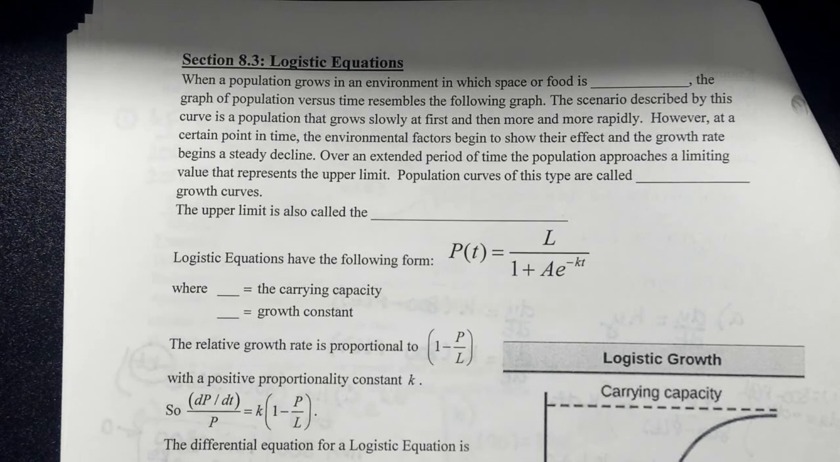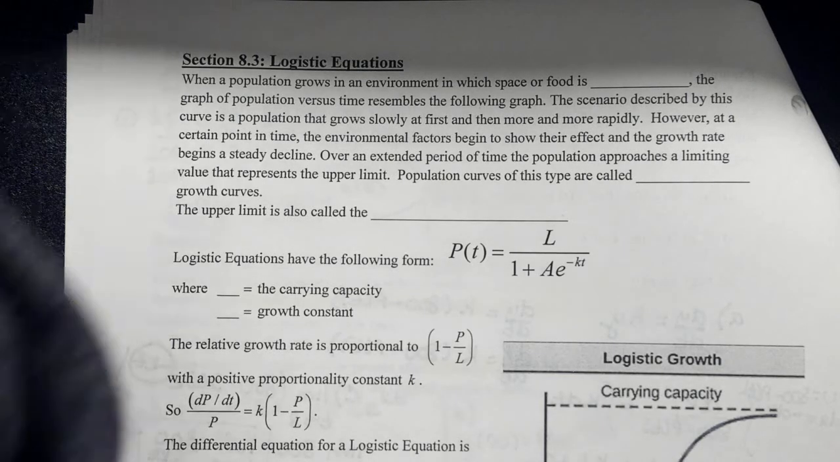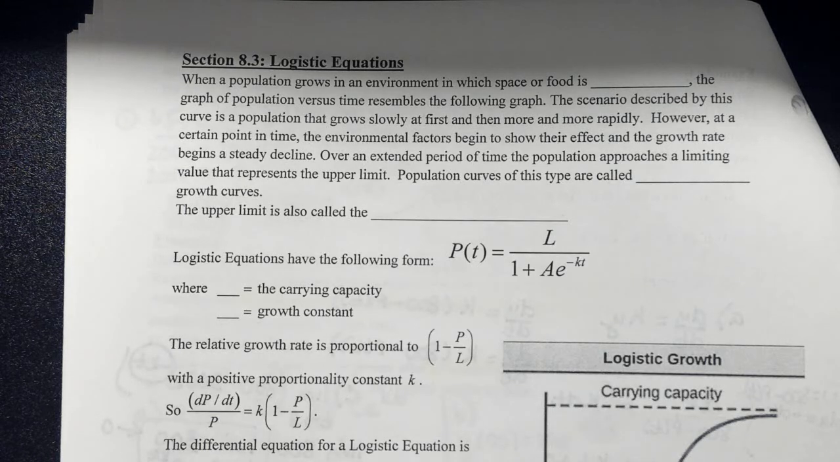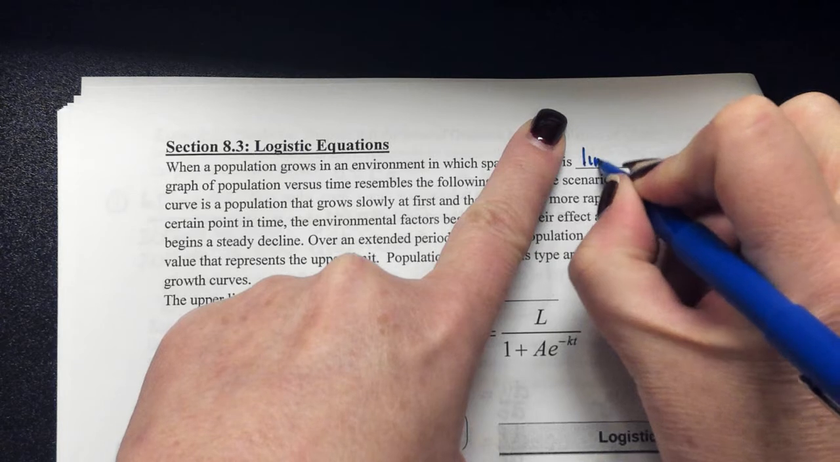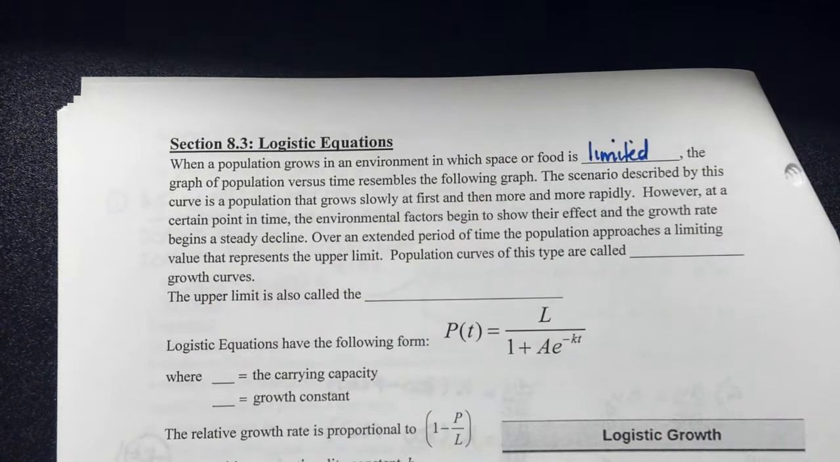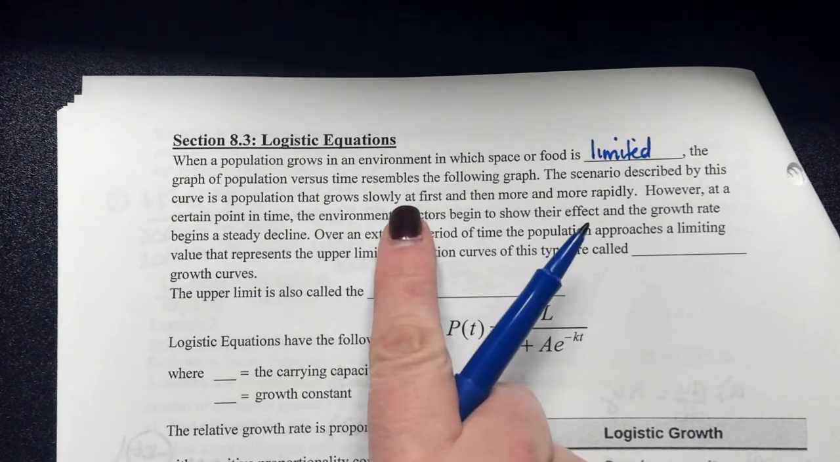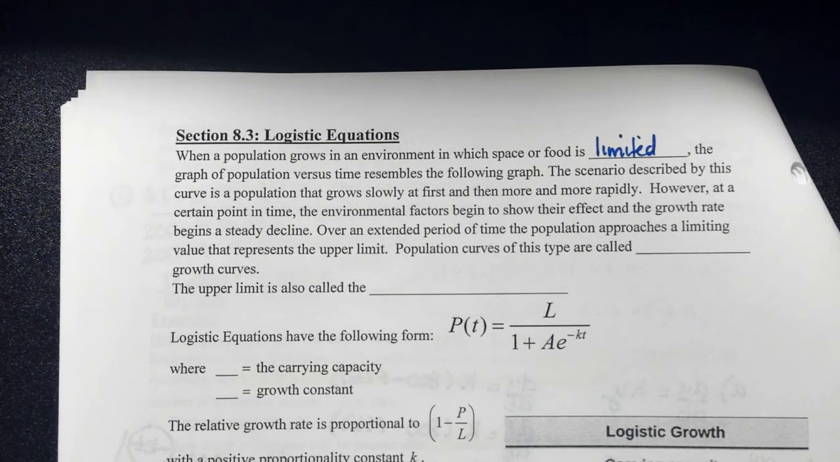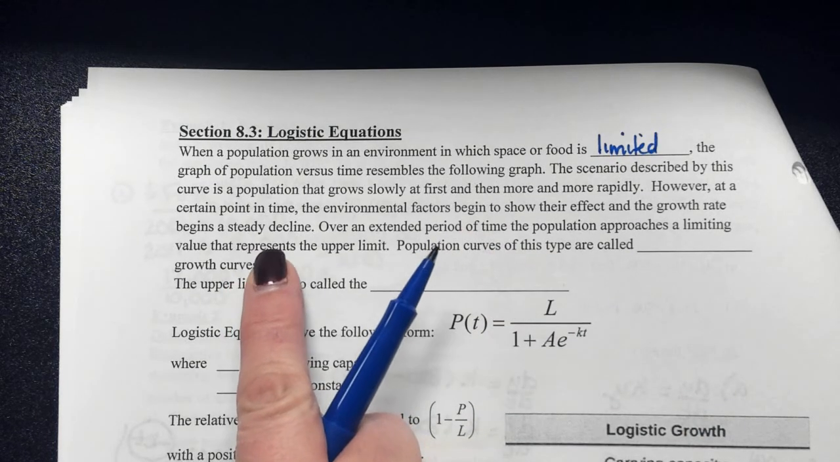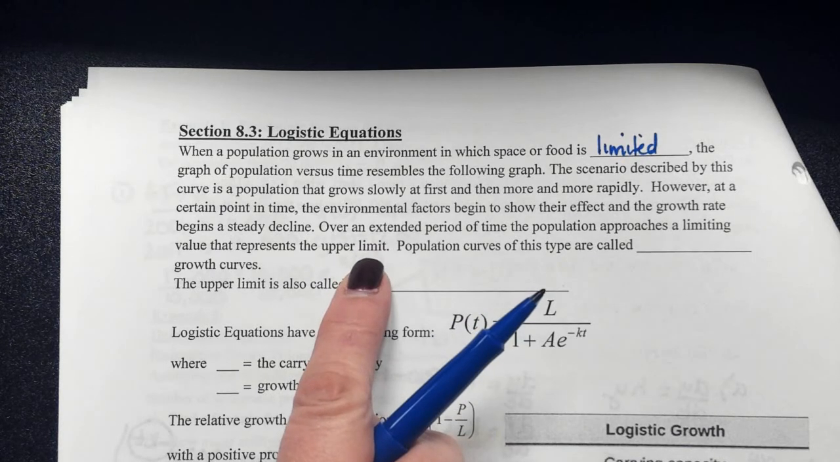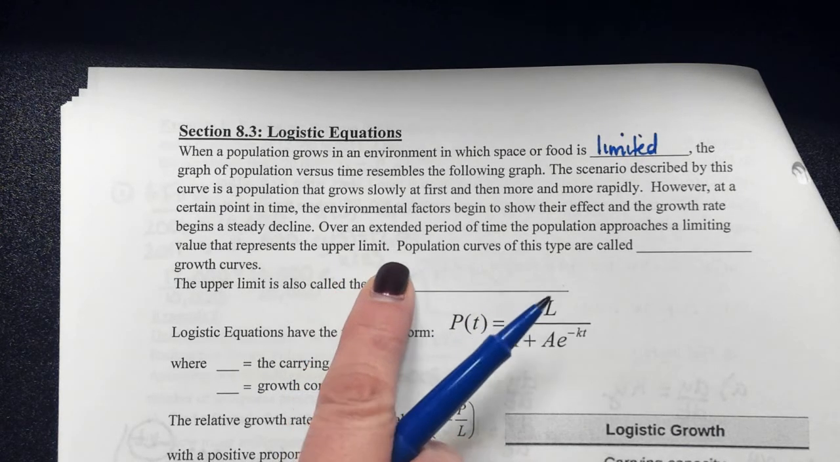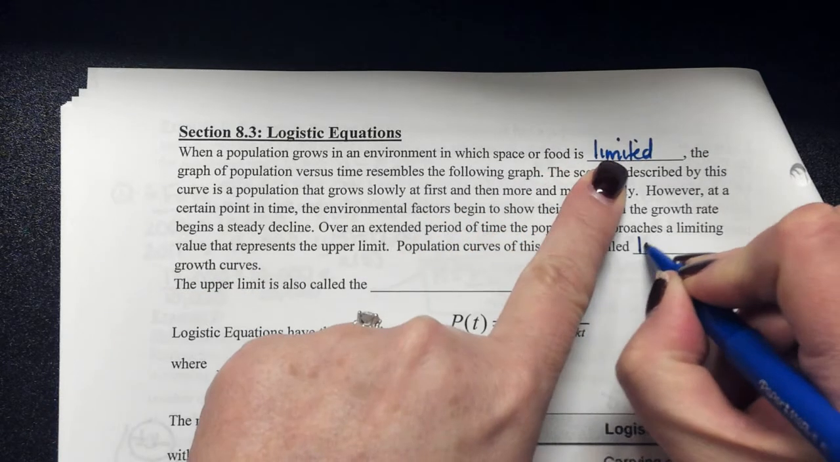So like I just mentioned, when we're talking about a population that grows in an environment where space or food is limited, the graph of the population versus time resembles this particular graph down here, the logistical curve. Like I said, environmental factors begin to show their effect, and the growth rate begins to steadily decline. Over an extended period of time, the population approaches a limiting value, which represents the upper limit. Population curves of this type are called logistical growth curves.